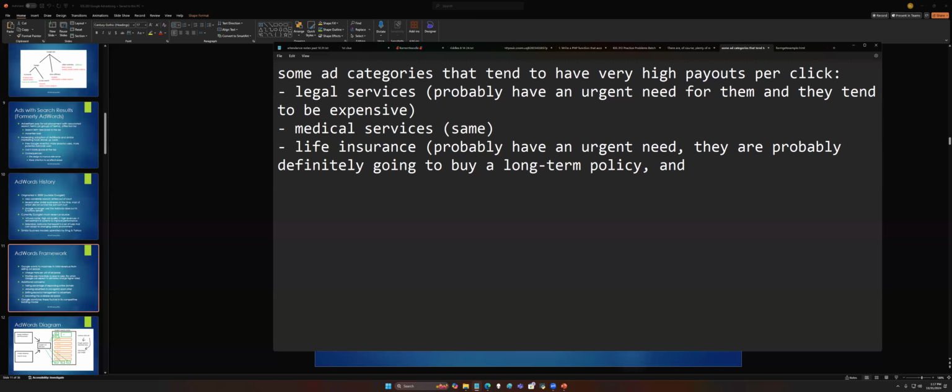And number three, there are not that many providers, right? So for legal services, especially online, there's any number of different providers, any number of lawyers out there willing to help you. Medical services, in any given city, there are going to be many different providers of medical services. Life insurance tends to be a very small number of providers that you might want to go with, right? So the odds that somebody's going to go with your particular operation is pretty high. So that's why the advertisers are willing to bid a lot for those clicks.